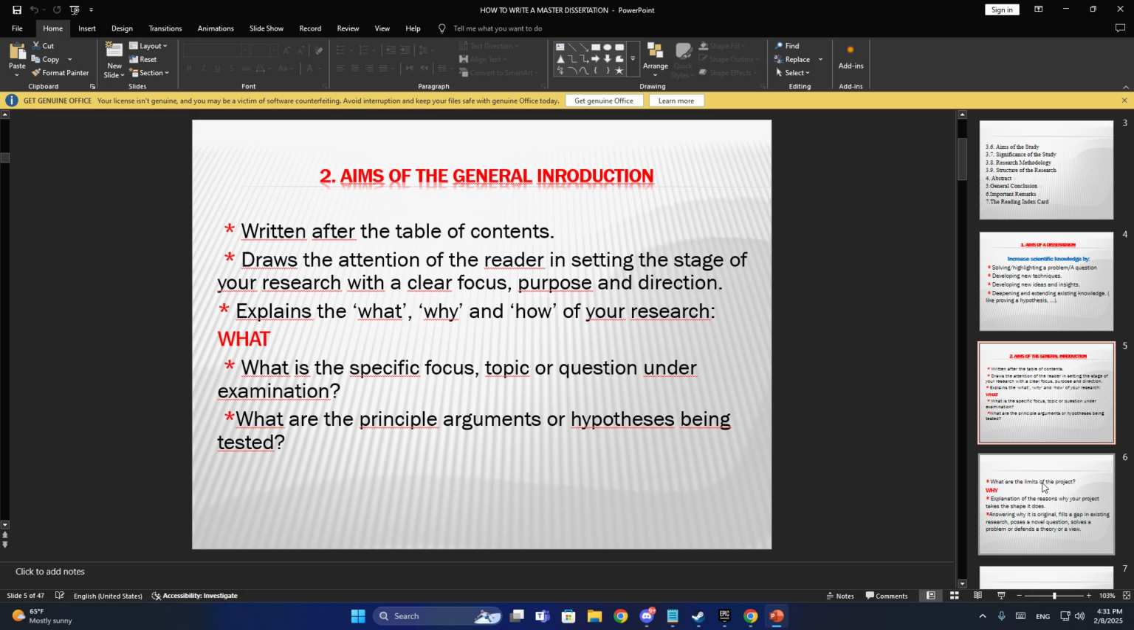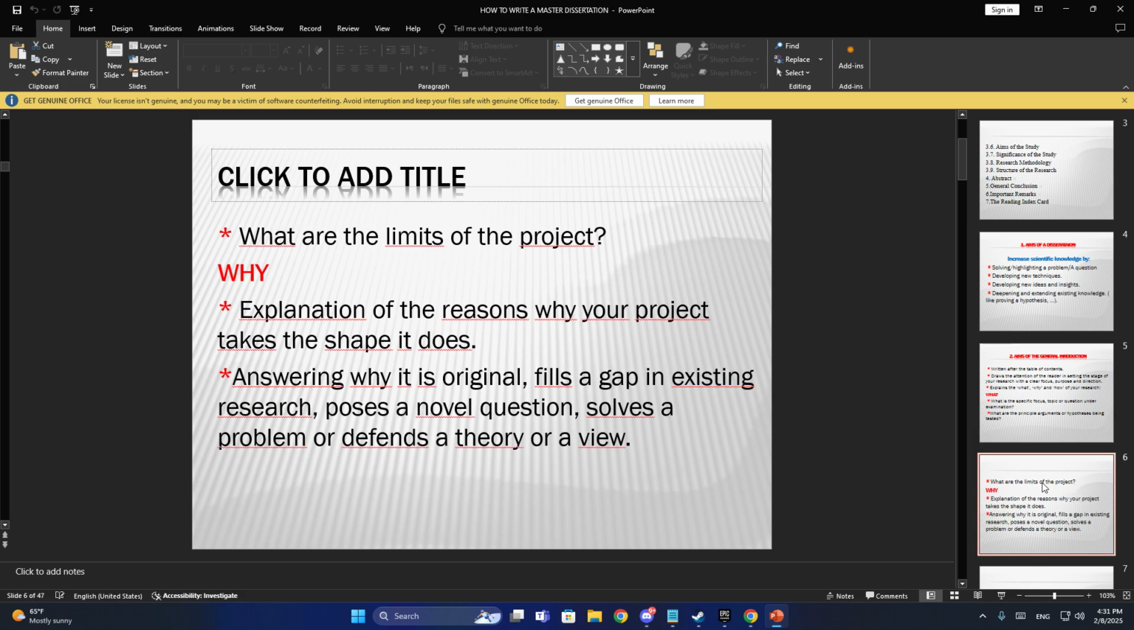So briefly, if we go to the what, it means what the specific focus, topic or question under examination is. It means what you are going to discuss in your dissertation, what the principal arguments or hypotheses being tested are. Then, what are the limits of the project? Why? I would like, through this dissertation, to explain the reasons why my project takes the shape it does.